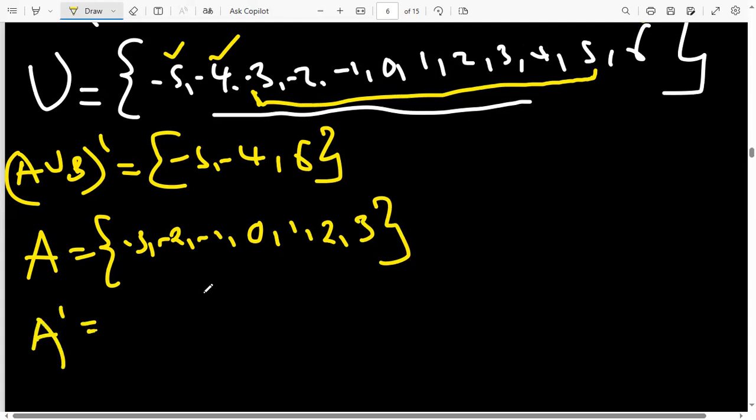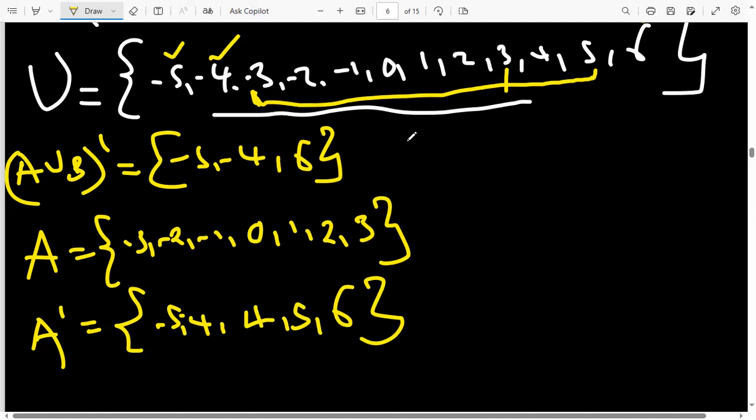Okay, so the A complement will be all the elements in this universal set that are not in the what? The set A. So we see that in the set A, we have from -3 all the way up to 3 here. So it means in the complement, what are we going to have? We're going to have -5, -4, and then we're going to have 4, 5, and 6. So this here is our A complement. So I'll write it here, the A complement: we have -5, -4, we have 4, 5, and then 6. So this is the A complement.